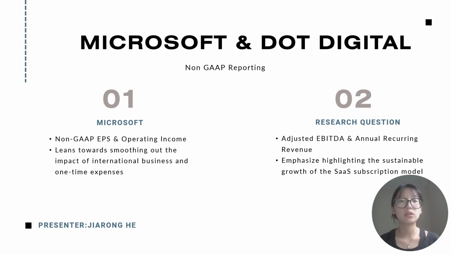Now let's look at Dot Digital in the UK. It emphasizes adjusted EBITDA and annual recurring revenue, which reflects the long-term sustainable growth brought about by its subscription model.